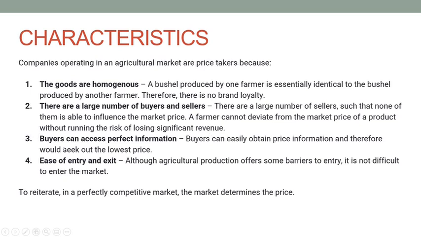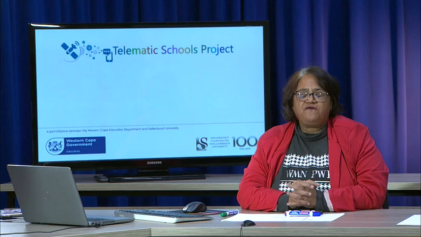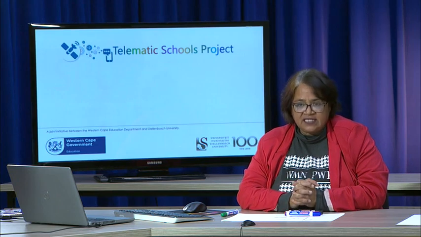Number 3, buyers can access perfect information. This means that buyers can easily obtain price information and therefore would seek out the lowest price. Number 4, ease of entry and exit. Although agricultural production offers some barriers to entry, it is not difficult to enter the market. Okay? So this is just a few of the characteristics that we find within a perfect market.